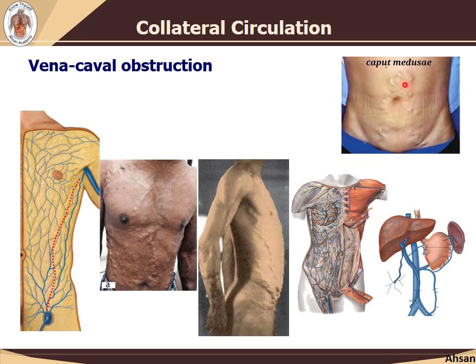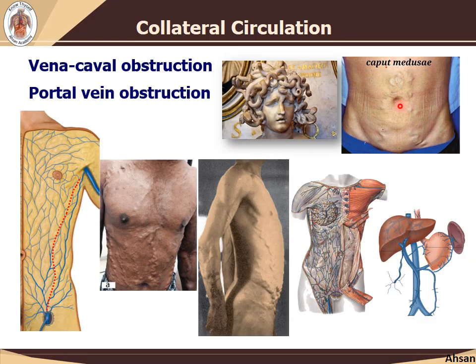Now there are dilatations of the veins around the umbilicus. This is known as caput medusae. This is because of the portal obstruction. There is a mythology. The Medusa had snakes as her hair. So the swollen veins look like that. This is from the top view. It looks like a top view of the head of the Medusa. That's why it is known as caput medusae.